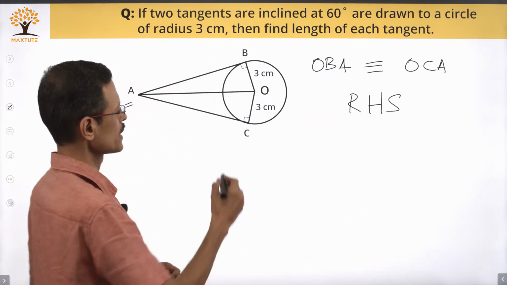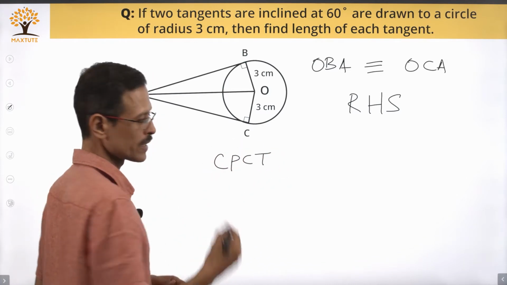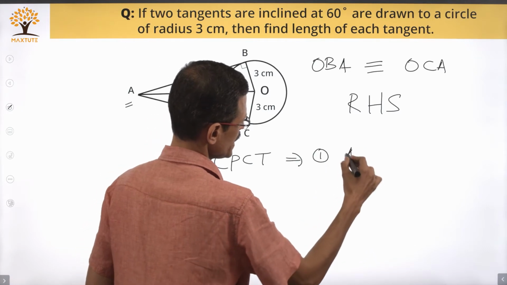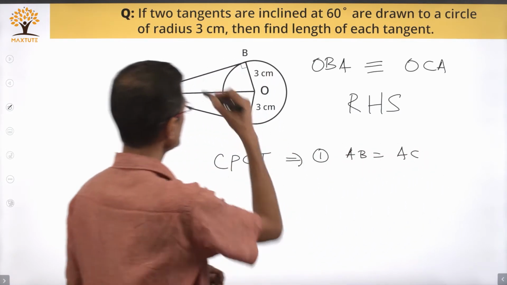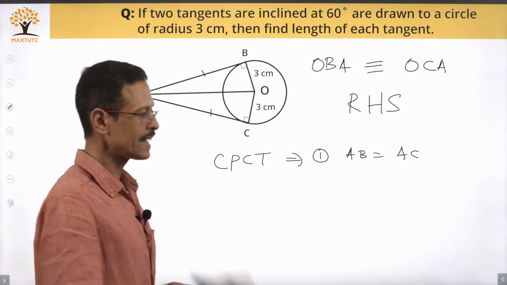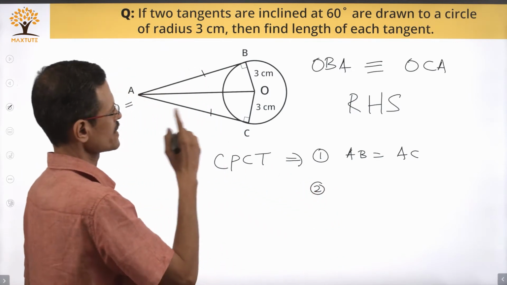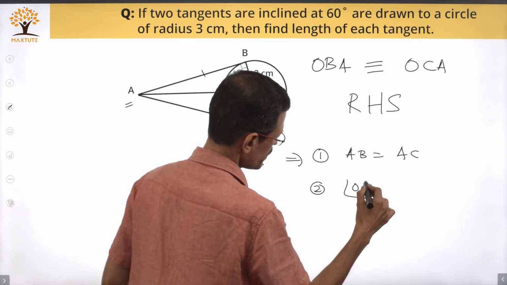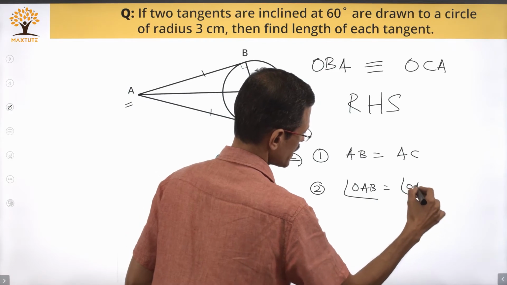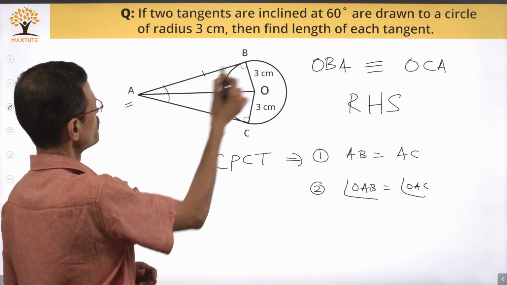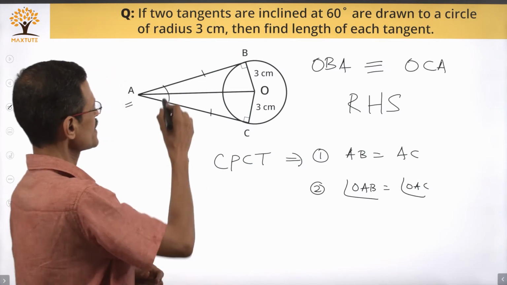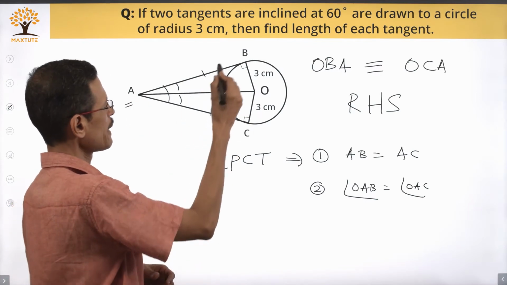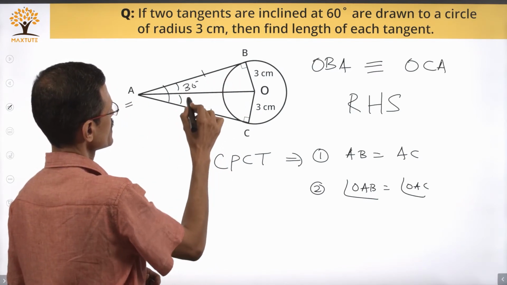If these two triangles are congruent, by CPCT, we know that corresponding parts of congruent triangles will be equal. That's essentially leaving us with two inferences. AB is equal to AC, that these two tangents are equal in length. The second inference is that the corresponding angles, angle OAB and angle OAC, are equal. We know this entire angle BAC is equal to 60 degrees. 60 degrees is made up of two equal angles, theta and theta, which means that OA bisects the 60 degrees as 30 degrees and 30 degrees, right?